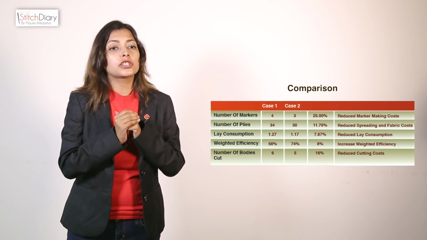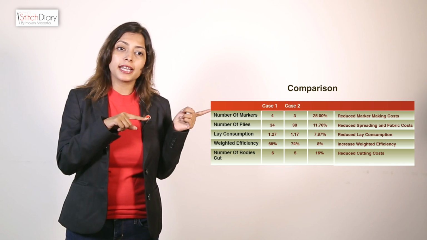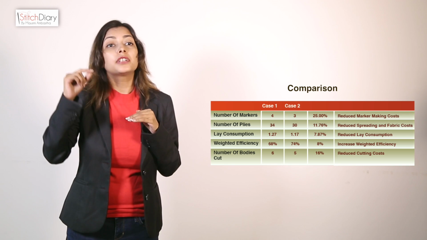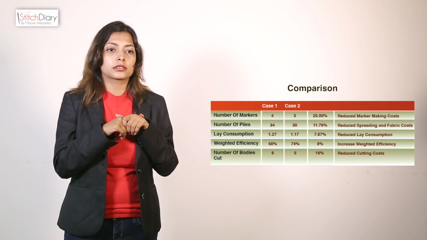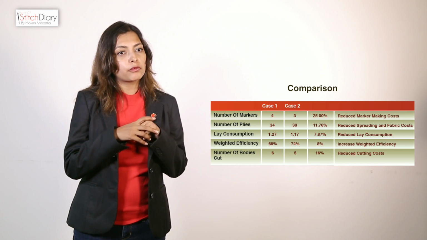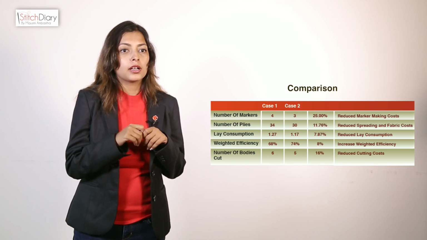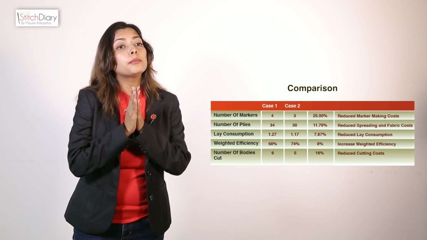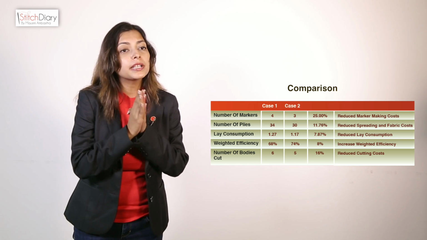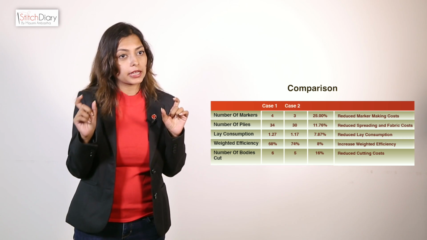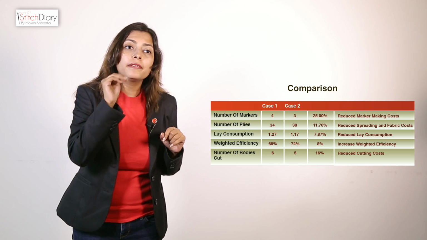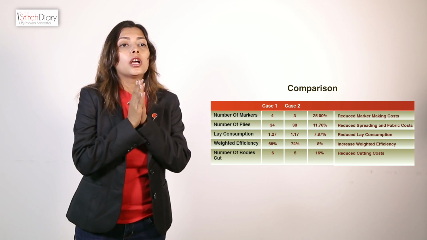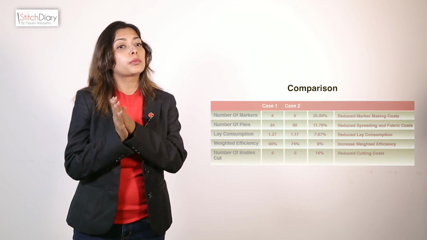The weighted efficiency has gone up from 68% to now 74%, and 8% further reduction in the fabric cost. And reduction in number of bodies from 6 to 5, a 16% reduction in cutting cost. This is a major reduction, and whenever we compare two alternate cut plan solutions, we should always look at all the individual parameters to make our decision on which cut plan to use on the production floor.